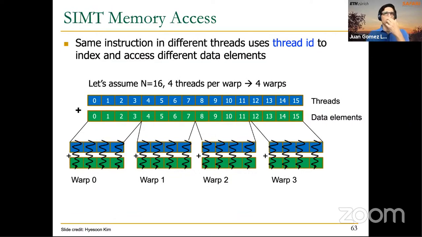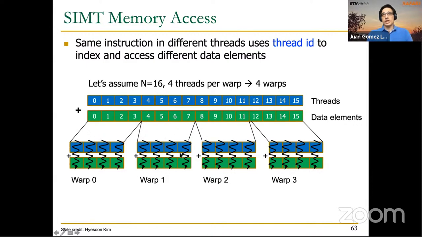Imagine this example here. Let's think that we have warps, not of 32, but for this simple example, warps of 4 threads. So if we want to process these 16 data elements that we have here, we are assigning one of these data elements to one individual thread. And then when these threads go to execute onto the hardware, they will be grouped into 4 warps of 4 threads each, and then they are executed.